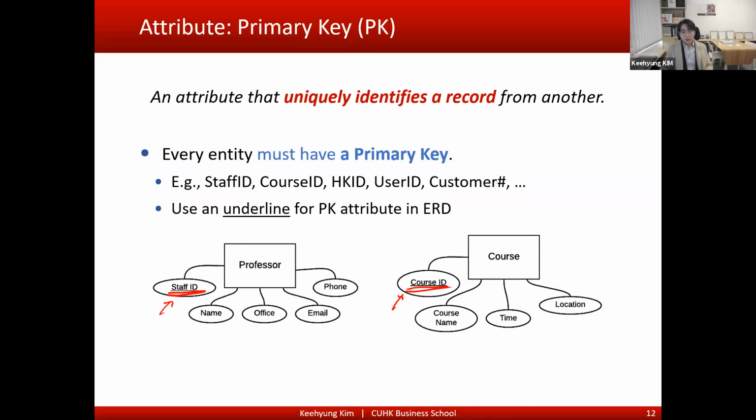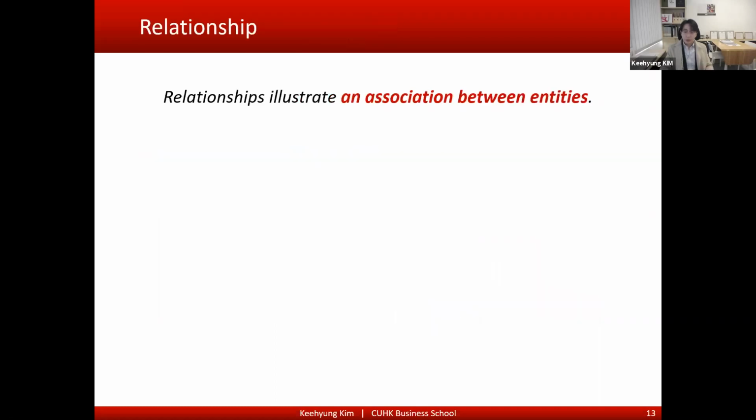Okay, so that's it. Basically, we talked about how to identify entities and attributes and how to draw them in the ER diagram. And the next one we need to identify is a relationship. So now we have multiple entities in our database design in the ER diagram, and we want to infer and mark relationships in our diagram. Basically, relationships illustrate an association between entities. And there are multiple different types of relationship that may exist in our database design. So let me talk about that a little bit.